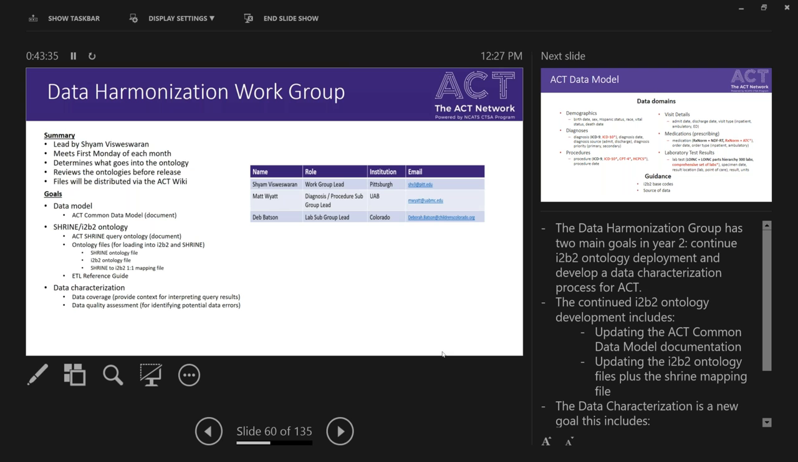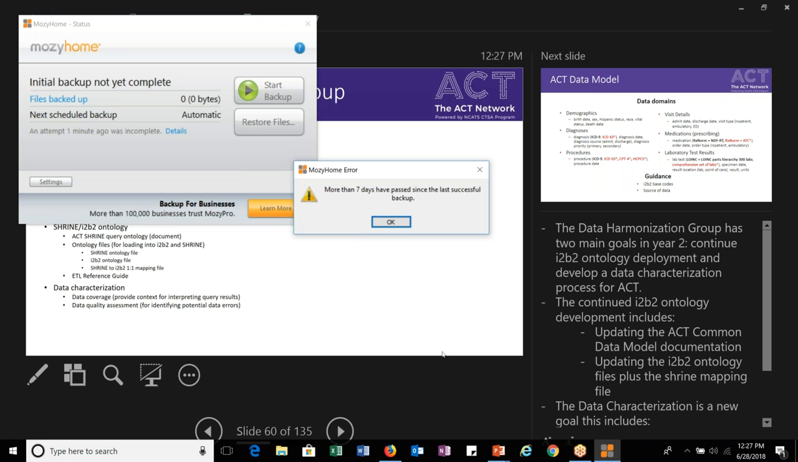The goals for the ontology. Mainly what we're trying to do is get the baseline of all the things that are most commonly available readily at all the different sites, to just get a baseline ontology. So your labs, your meds, your diagnoses and your procedures, your demographics and some visit details. That's what's guiding what's going into version one and the next version of the ontology.